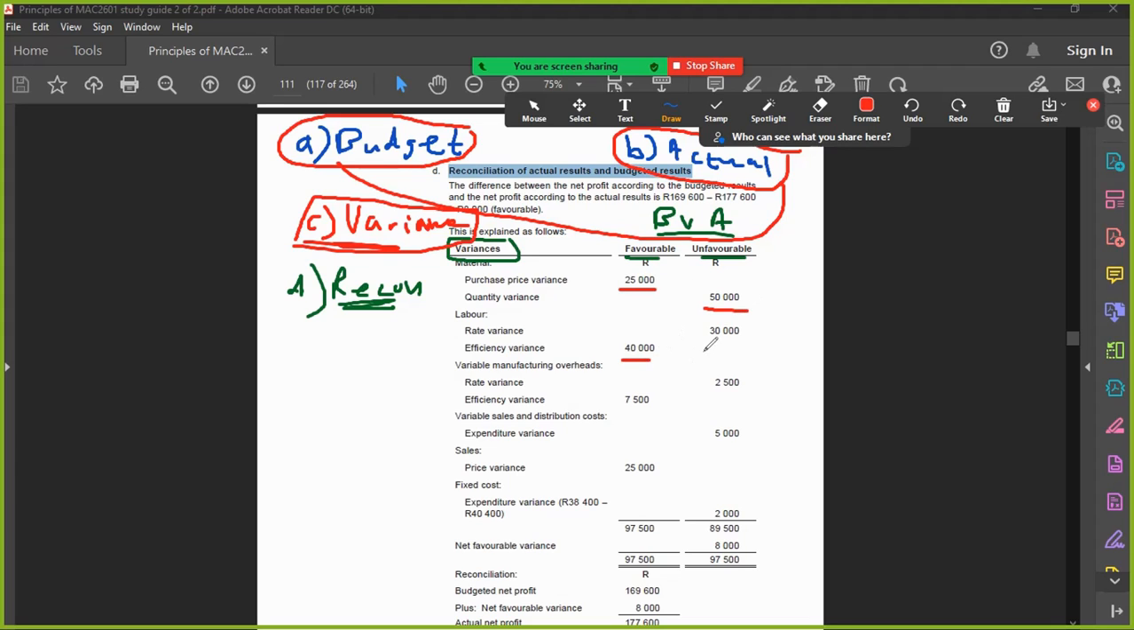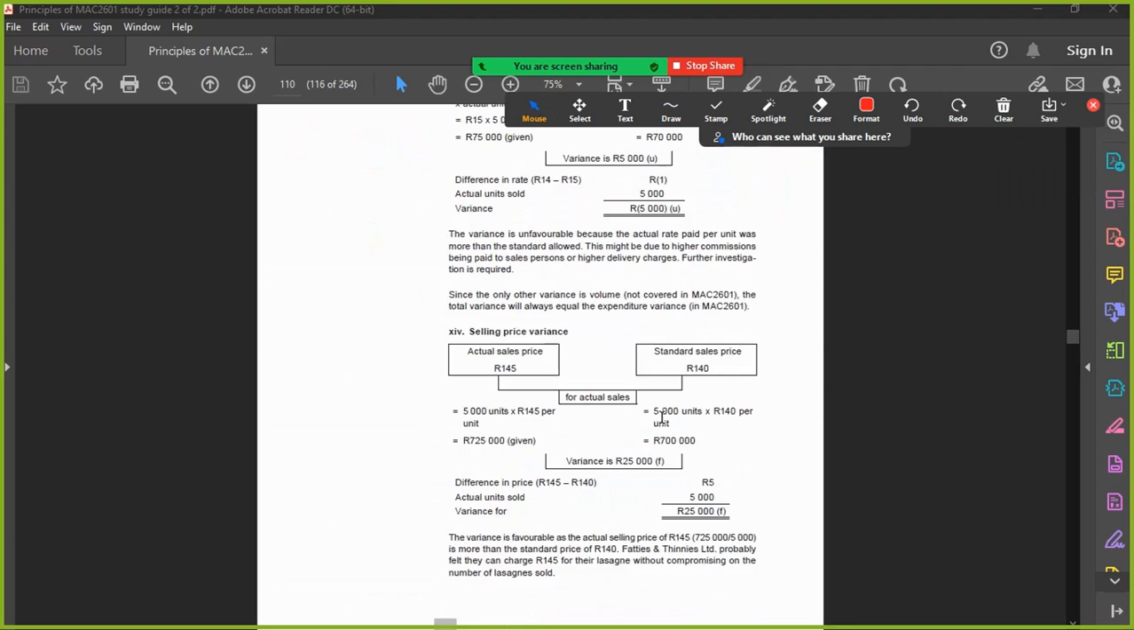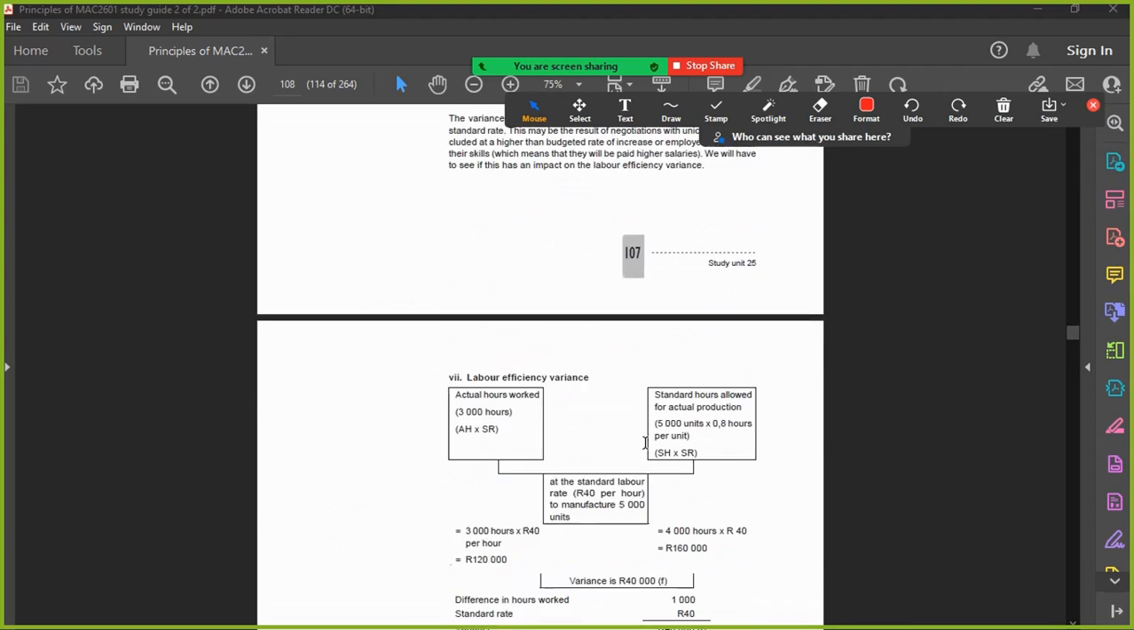In part C, you would have highlighted the material variances, the labor variances, the manufacturing overhead variances. Same thing with the sales, all the expenditure, all the costs, everything. The last thing you would have to do is compare what the difference is, what is missing. Let me show you that here.